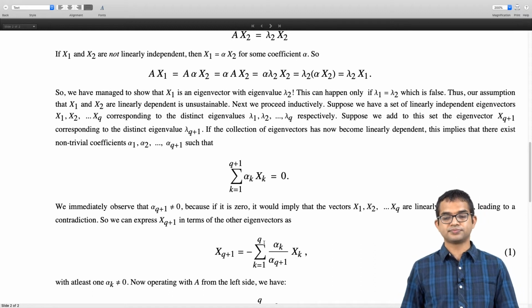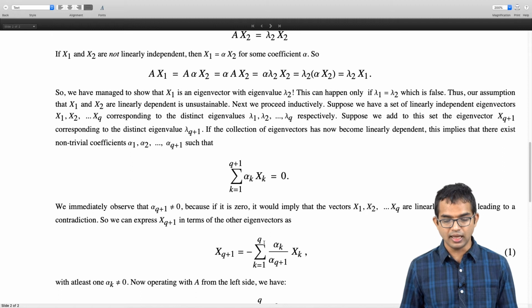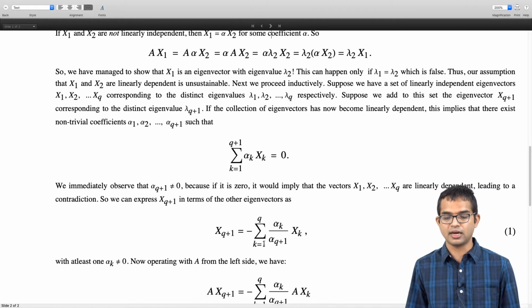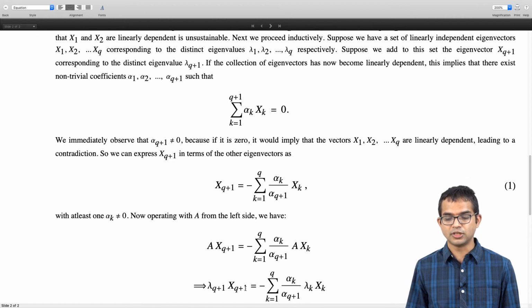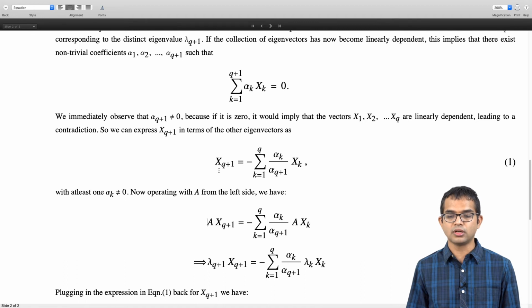So now if we operate with A from the left side, we have A acting on x_{q+1} equal to minus the summation over all these coefficients times A acting on x_k. But A acting on x_{q+1} is the same as lambda_{q+1} x_{q+1}, right? And then again here, in place of A x_k we can replace it with lambda_k x_k, and in place of x_{q+1} we will again plug back this equation, right? We have already written x_{q+1} in terms of all the x_k's.